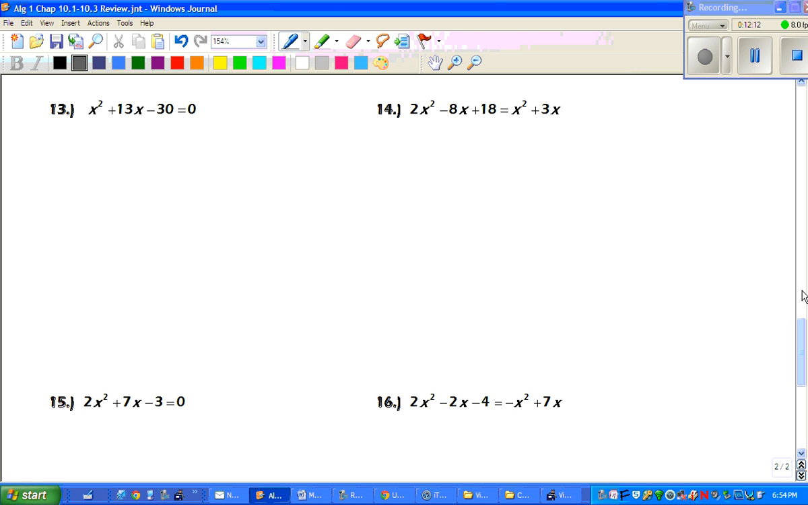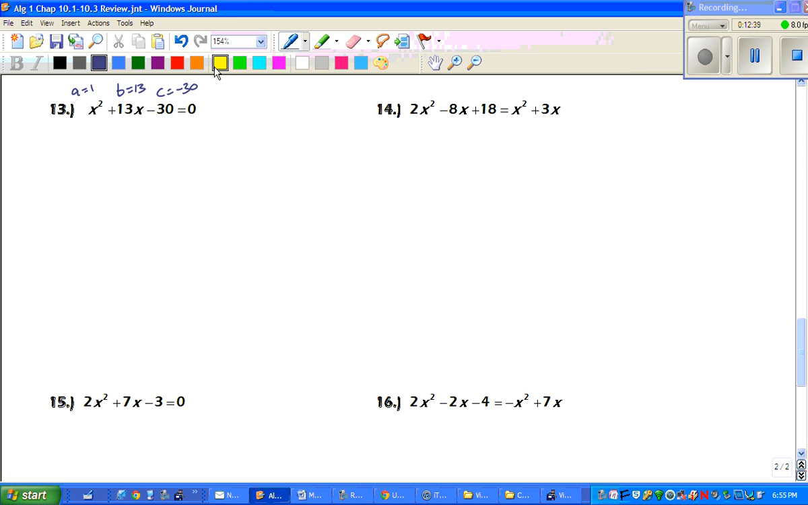All right, 13. Now, 13, we've already got one side equal to 0, so yay, we're happy about that. But now we have to factor. Is there a GCF? Okay, there isn't. So, we need to know that A is 1, B is 13, and C is negative 30.